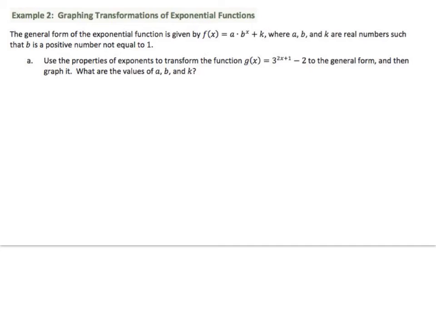All right, the general form of the exponential function is given by f of x equals a times b to the x plus k, where a, b, and k are real numbers, such that b is a positive number not equal to 1. So this is what you need to remember. That's my general form. Those are real numbers, and b can't equal 1. So let's pick this problem apart. I've got g of x equals 3 to the 2x plus 1, minus 2.